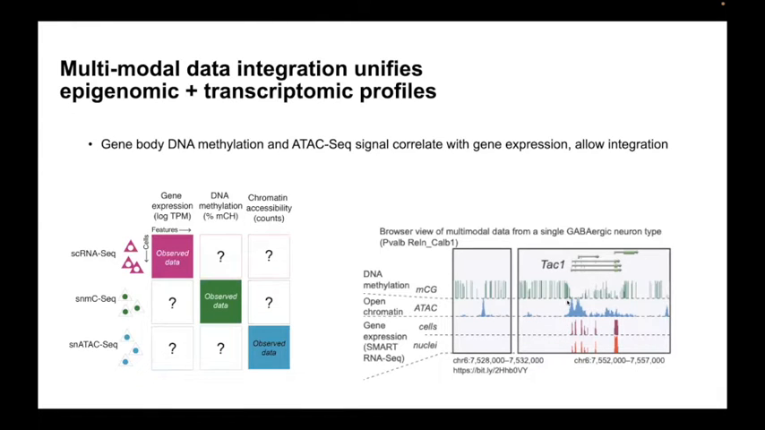And what you can see here is at this locus, the TAC1 locus, you can see low levels of DNA methylation, high levels of chromatin accessibility, and high levels of gene expression. And all 4 of these tracks come from a single GABAergic neuron type, the parvalbumin expressing, reelin and calbindin-1 expressing MGE-derived GABAergic neurons. So that's a mouthful, but what you can see is these correspondences. And these are the correspondences that we use to link the signatures across modalities and to solve this data integration problem.